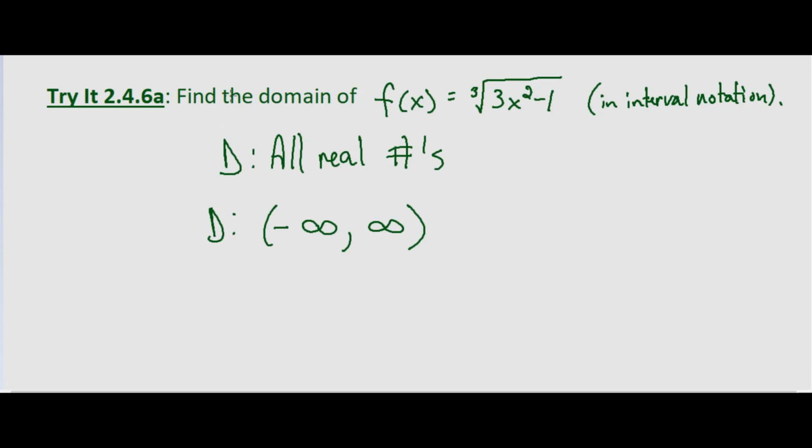So when there aren't any restrictions on the radical, if it's an odd index, for instance, and there aren't any restrictions for what's under the radical, there's not a rational expression or some other radical under the radical, then the domain is just going to be all real numbers. And in interval notation, that's negative infinity to infinity.